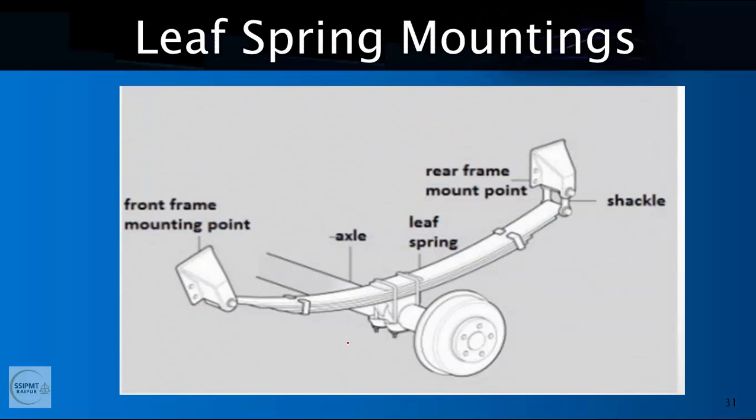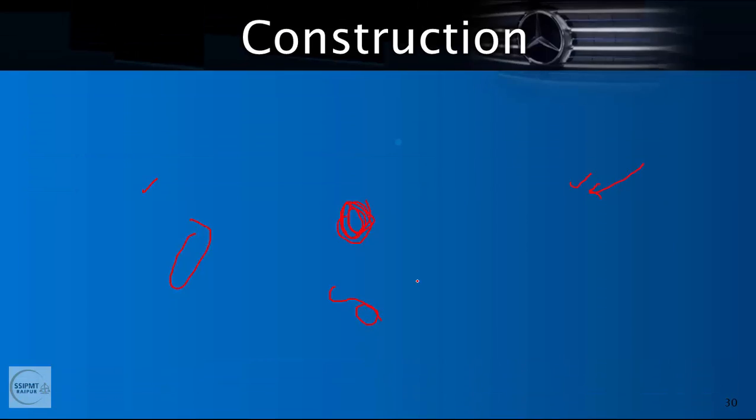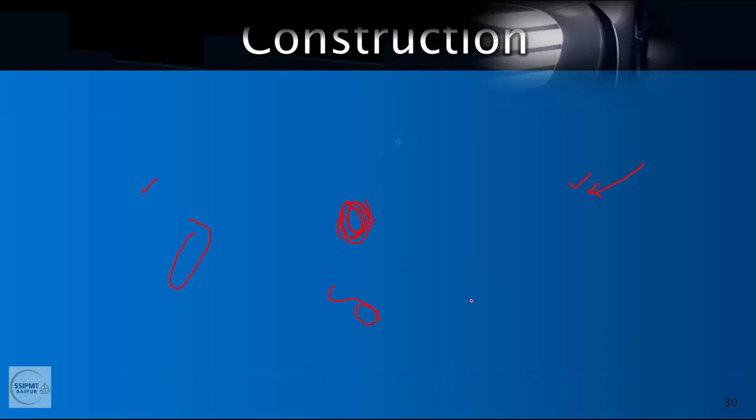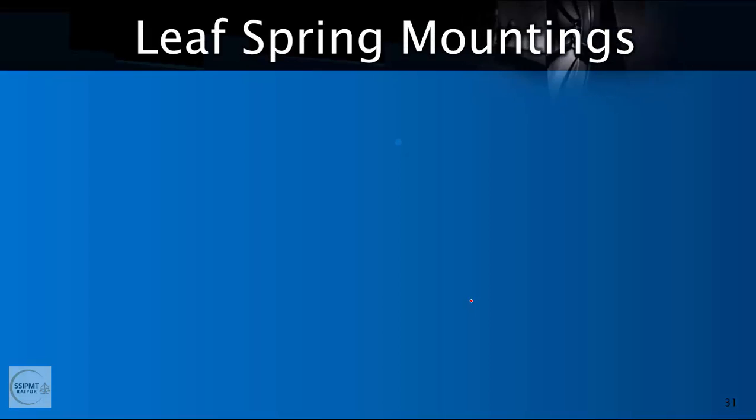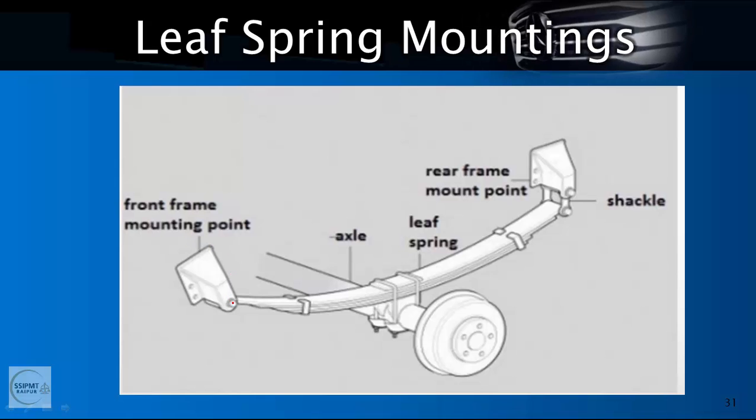Leaf spring mountings. You can see here the wheel axle is mounted at the bottom of the leaf spring, but in the first picture the axle is mounted on the top of the leaf spring, right? So this is front frame mounting point 1, rear frame mount point 2, also known as shackle. This is known as shackle, leaf spring, axle, and wheel hub. So this is the leaf spring mounting.